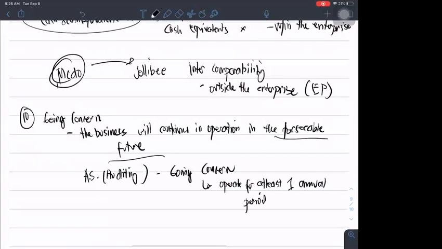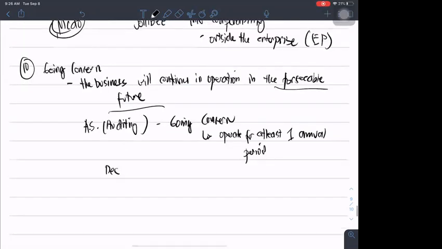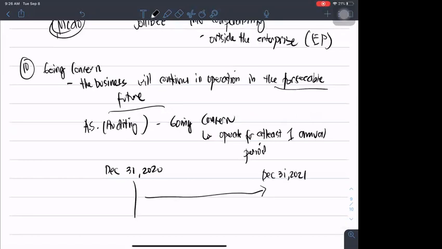So for example, December 31, 2020. This is your annual period. Are you still going concern? If ever you can see that the business will still operate until December 31, 2021, then you are a going concern. So you will continue the operation in the foreseeable future.